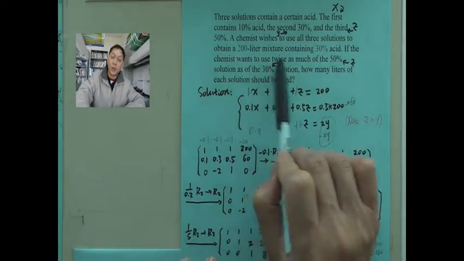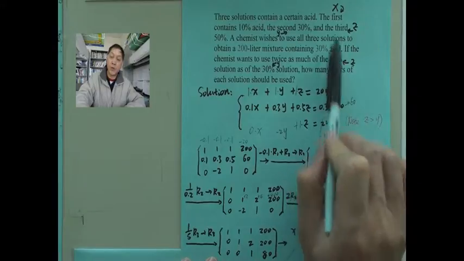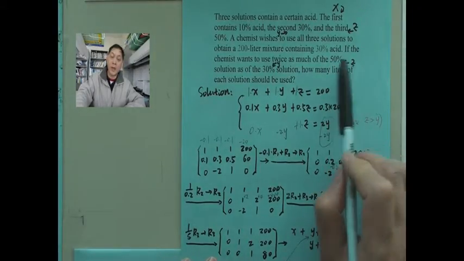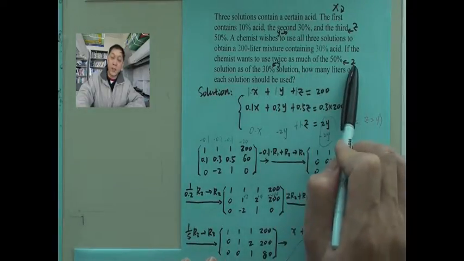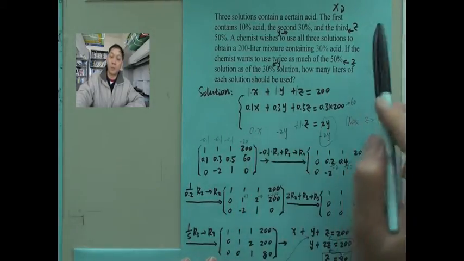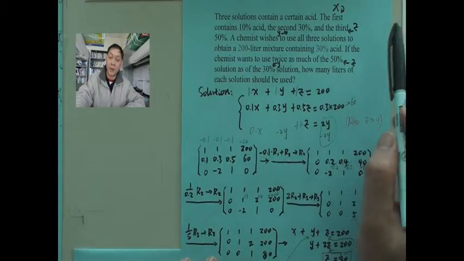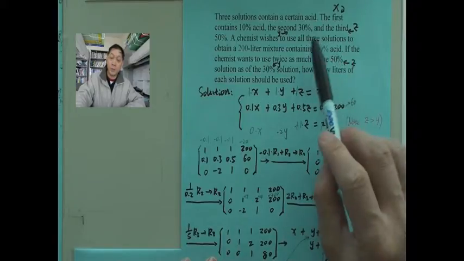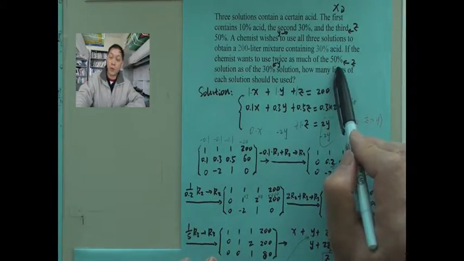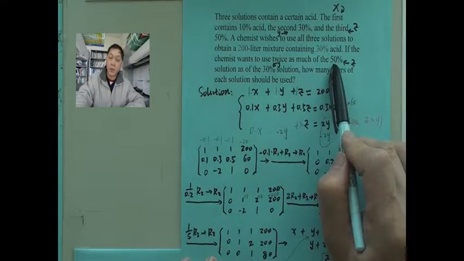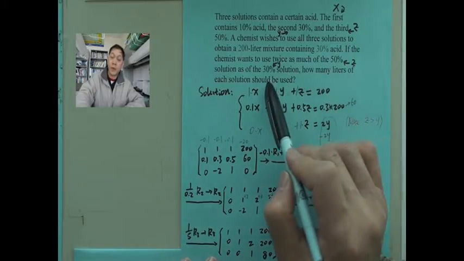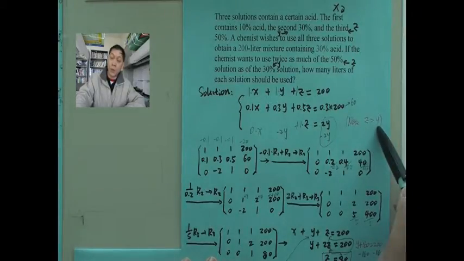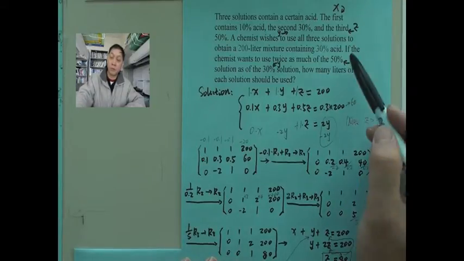If the chemist wants to use twice as much of the 50%, 50% was what? Was the third one. So you want to mark the 50% as Z. Twice as much of the Z solution as of the Y solution. You want to be sure which one is bigger. This sentence basically tells us that the amount from the third solution is bigger than the amount of the second solution. So Z is greater than Y. That's the thing you want to figure out.